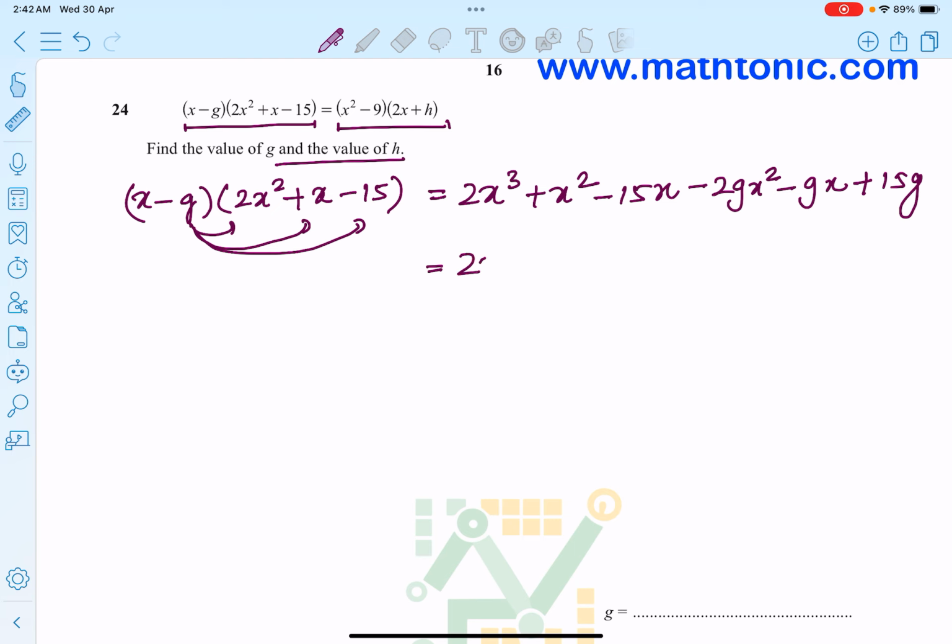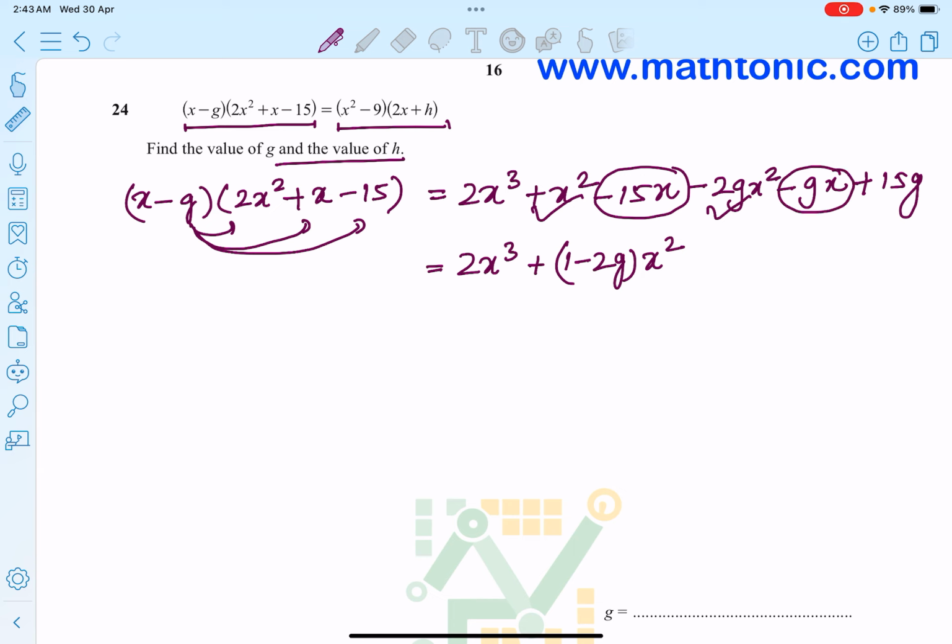Got it? Now we'll try to simplify more. So here we have 2x cube. This is x squared, this is x squared. I think we can take common. If I take common x squared, I'll get 1 plus 2g, x squared, right? Sorry, it should be 1 minus 2g, my bad. 1 minus 2g, and this one I am getting x squared. Got it? And this is minus 15x and minus gx.